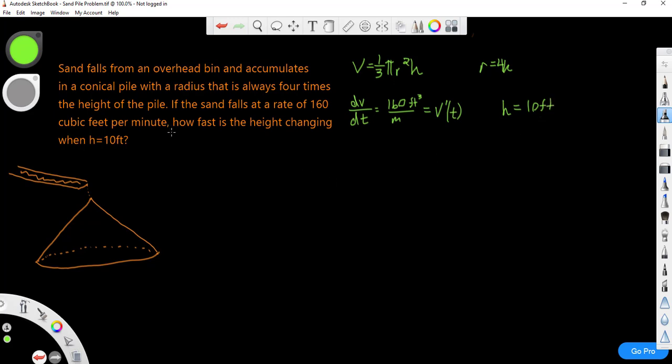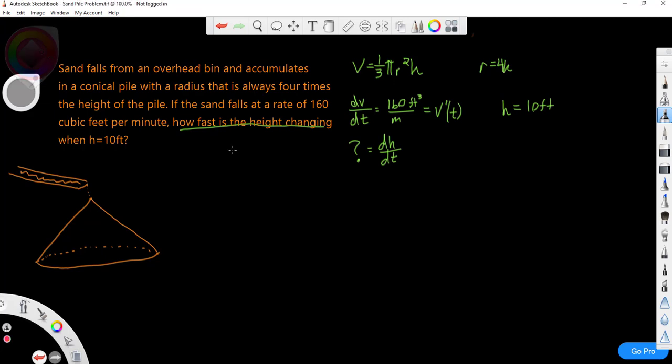Alright, and what we want to know is how fast the height is changing. So how fast is the height changing? What we want to know, our question, is what is dh over dt? So how is our height changing with respect to time, or how fast? Okay, so let's get started on this.